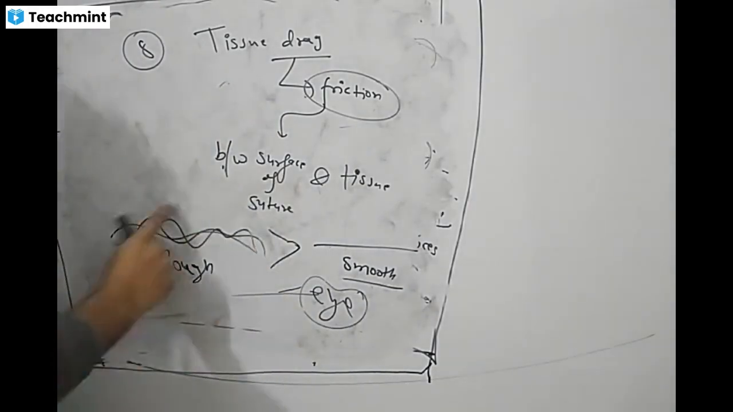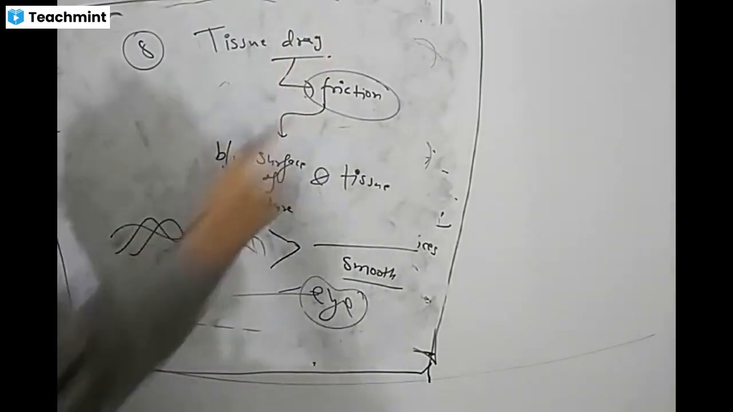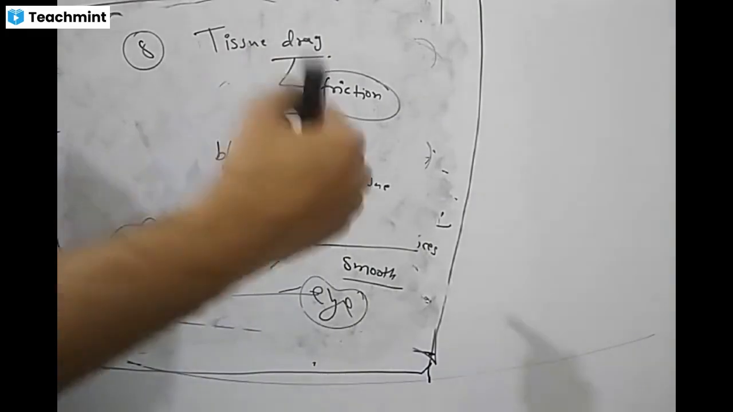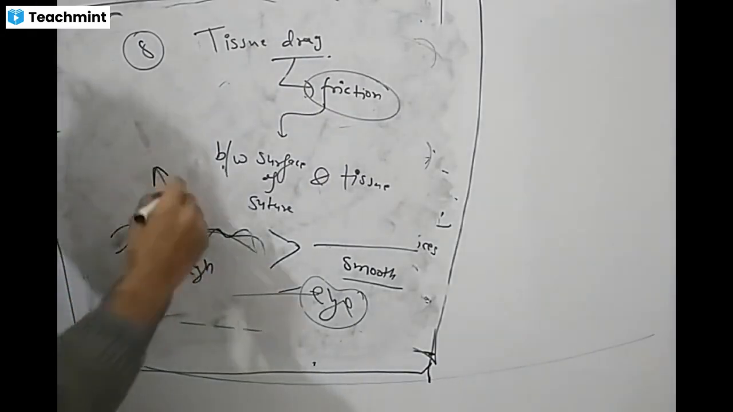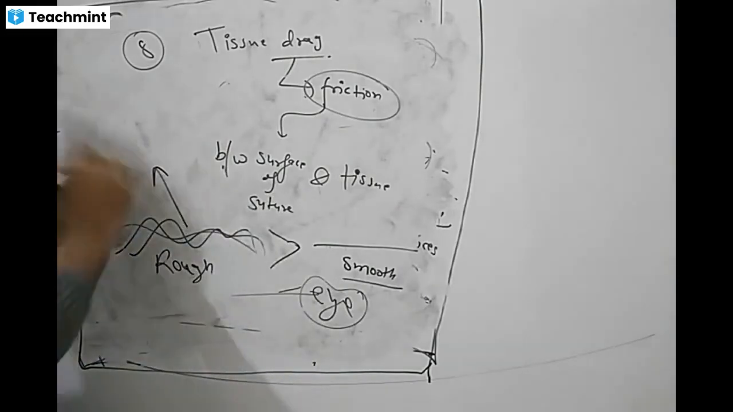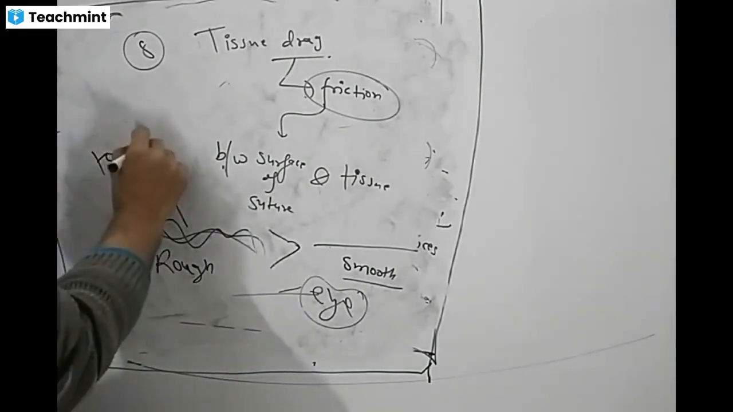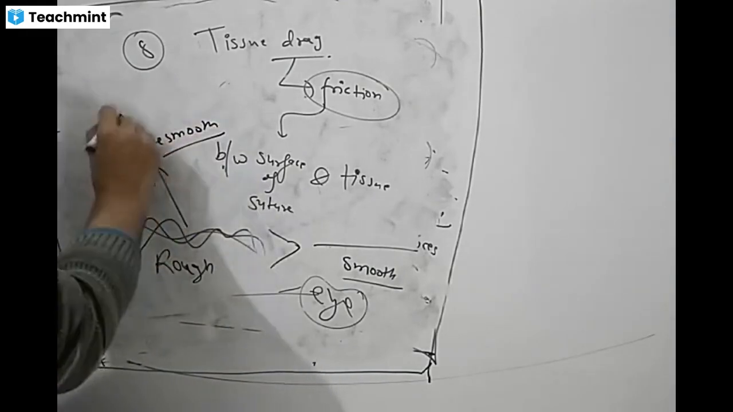Multifilament suture material has a rough surface and has more tissue drag. They have more friction. When they cross the tissue, they cause more friction and they may damage the tissue. So we have some ways to reduce this roughness. To make them smooth, we do coating.